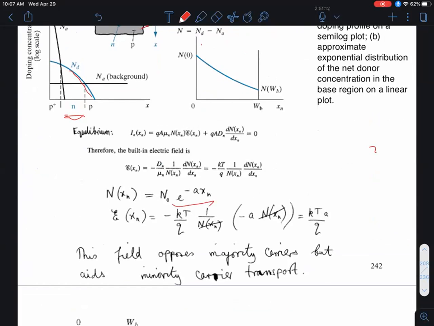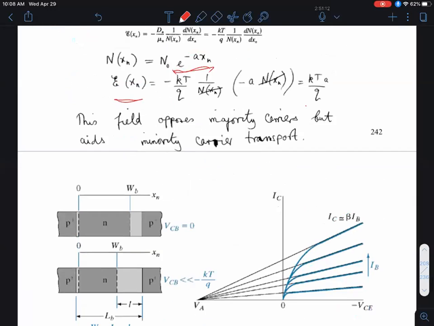not going to be exponentially varying, because if you have an exponentially varying profile, you can come up with a simple analytical expression for the electric field. In fact, I believe I had given you a homework problem in chapter 3 to solve for this built-in electric field. And although this electric field opposes the majority carrier motion in the base, it actually helps the minority carrier transport, and therefore the transistor performance improves. Okay.